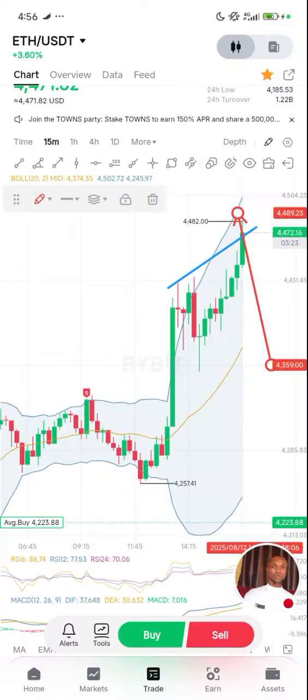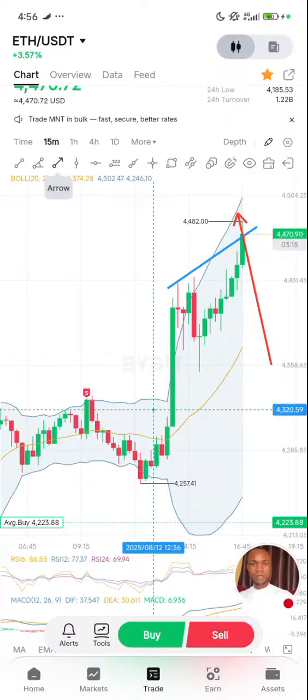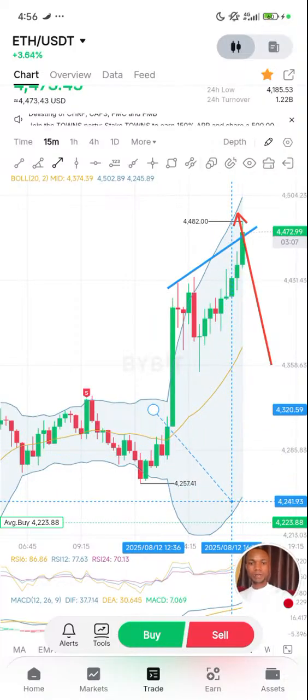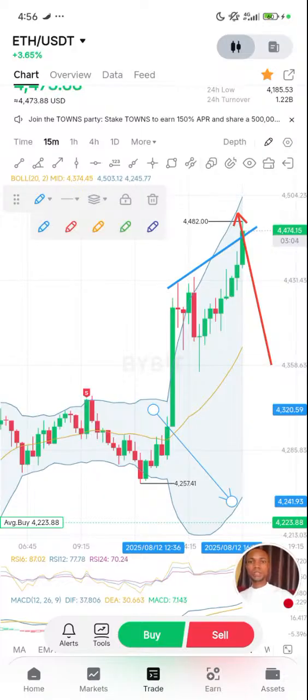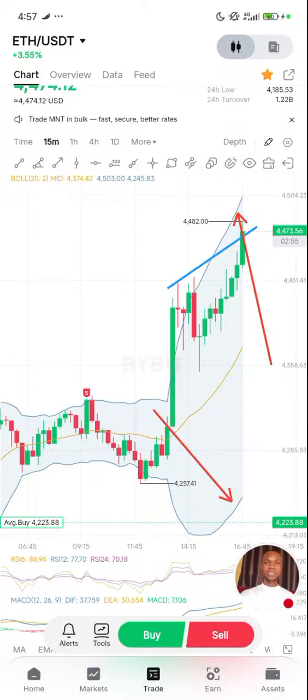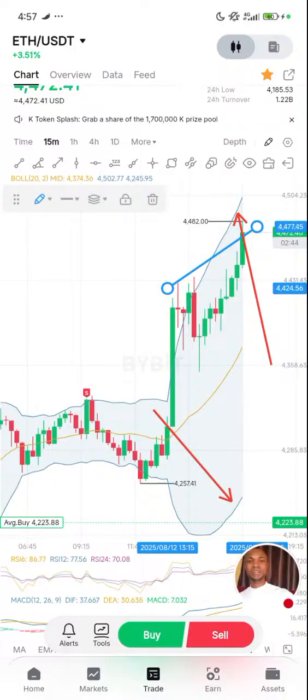All right, so this very line, this tiny line you are seeing, is a signal line, and you can still see it below here as well. That's a signal line. This line and this line are showing you that the 15 minutes time frame has reached this extent. Let me remove this.